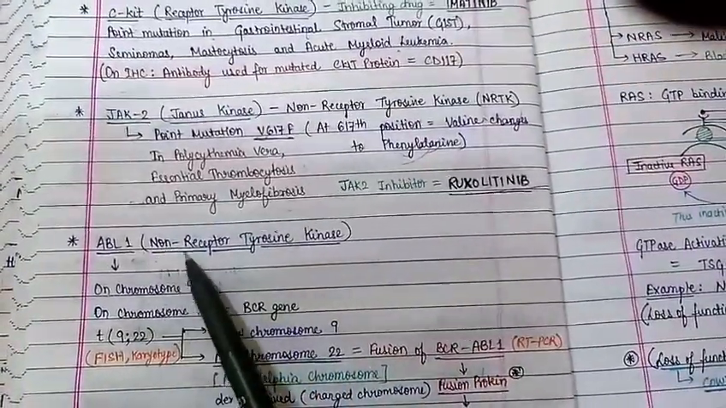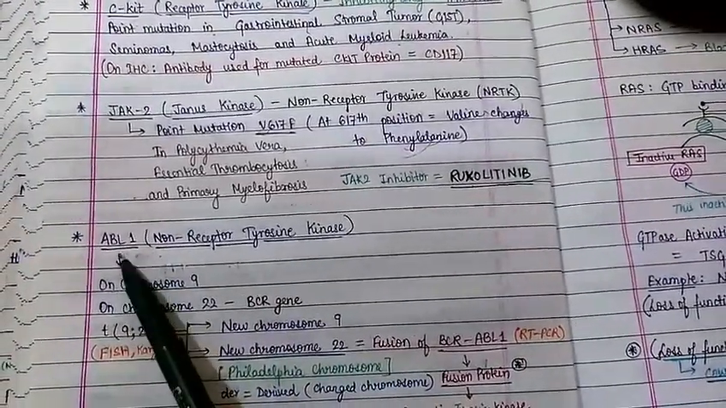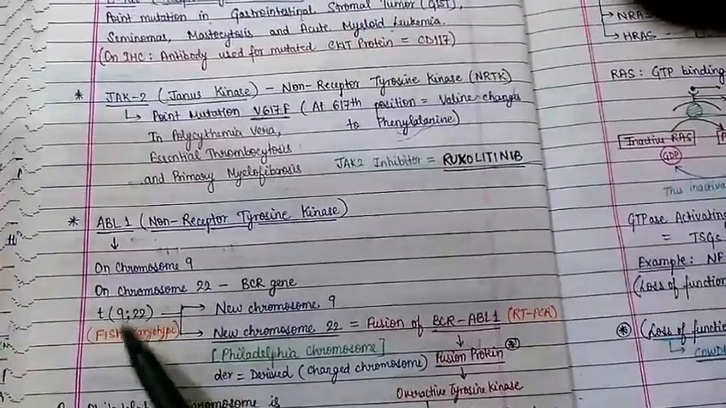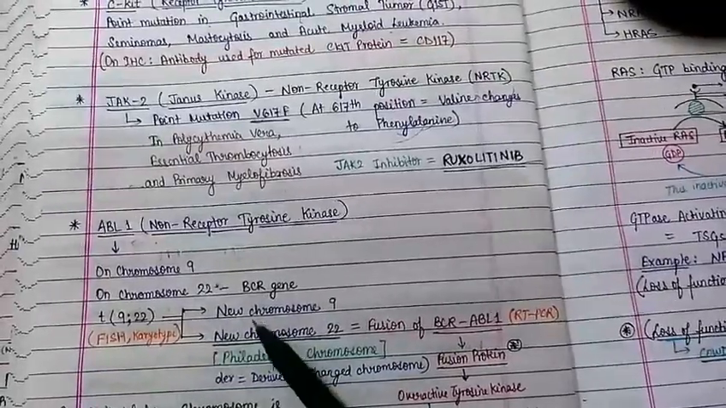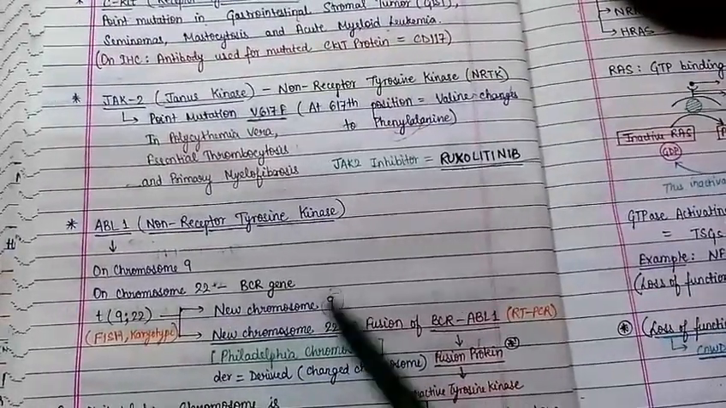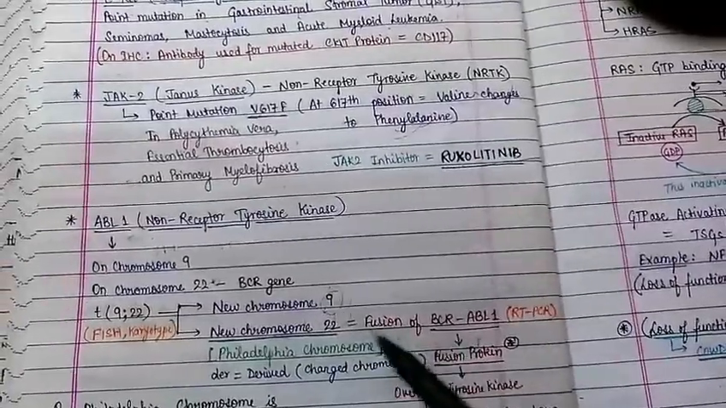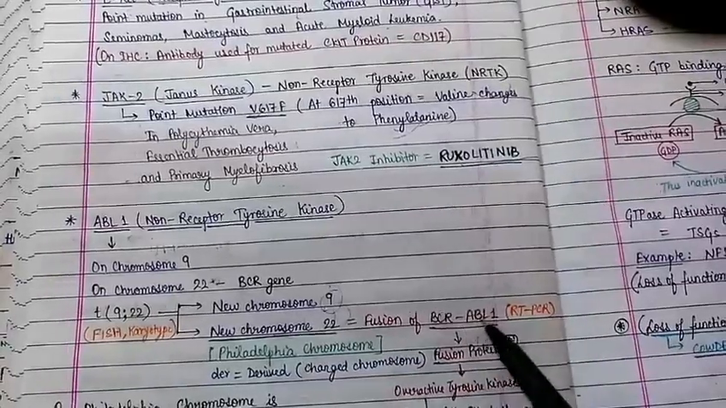Now the next one is ABL1. It is also an example of a non-receptor tyrosine kinase. Its gene is present on chromosome 9, and on chromosome 22 the BCR gene is present. Suppose there is rearrangement between these two chromosomes, then two new chromosomes will form, a new chromosome 9 and a new chromosome 22. This new chromosome 22 contains both ABL1 and BCR genes. So here there will be fusion of BCR and ABL1.